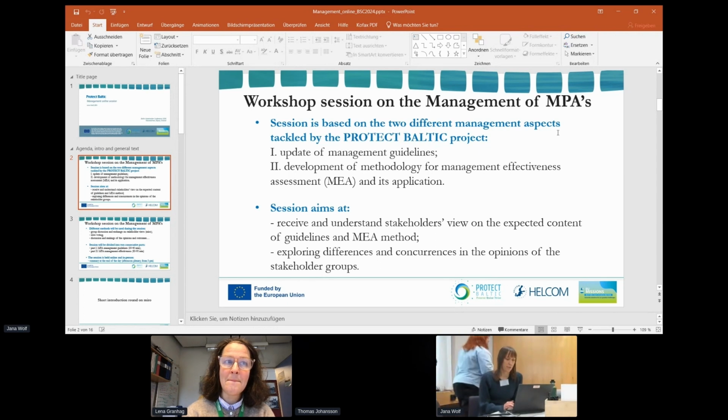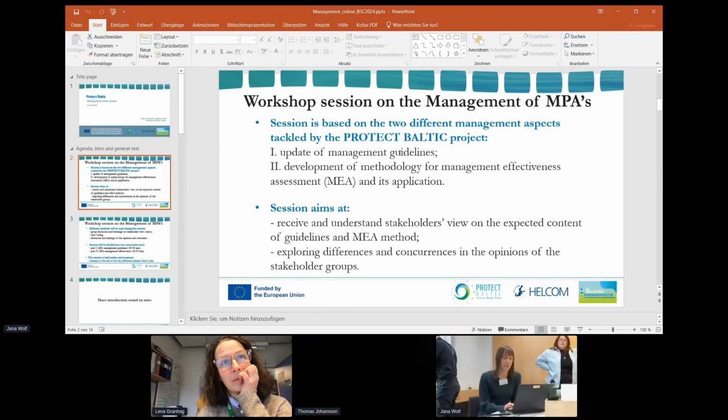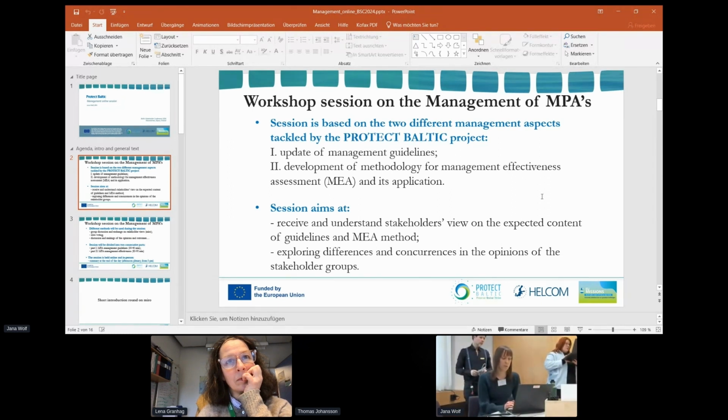Today's workshop is on the management of MPAs, and it's divided in two different sessions. We are having the update of the management guidelines as part 1, and part 2 is the development of the methodology for management effectiveness and assessment, so MEA, and how to apply all of this. And the aim of the session is to get you, as the stakeholder, with your opinion and your views on these topics and the content and how we deal with them during the project, and to explore the differences and the things we agree on together.